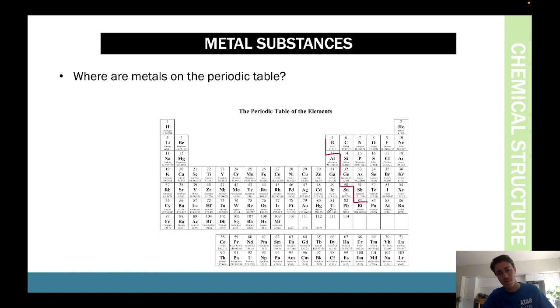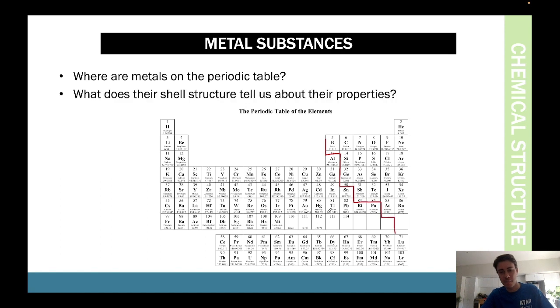This is just more on our metals. As you can see here, our metals all fall in here. These are all our metals over here.